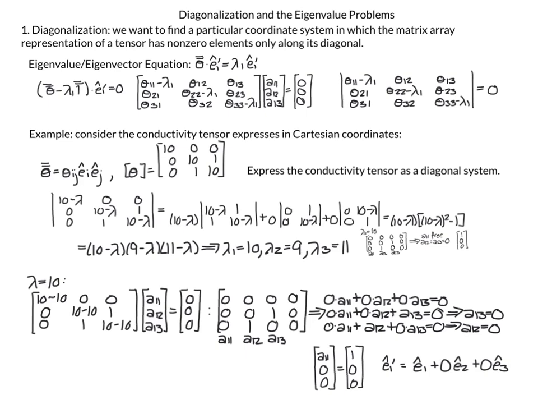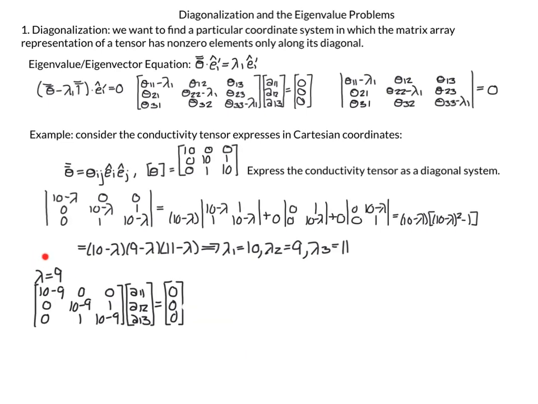Also, remember, we're solving this equation here. What that is telling us is that our E1 prime, our first basis vector in the prime system, is equal to 1 times E1, 0 times E2, and 0 times E3. So here we've written our E1 prime basis vector in terms of our unprimed basis vectors.